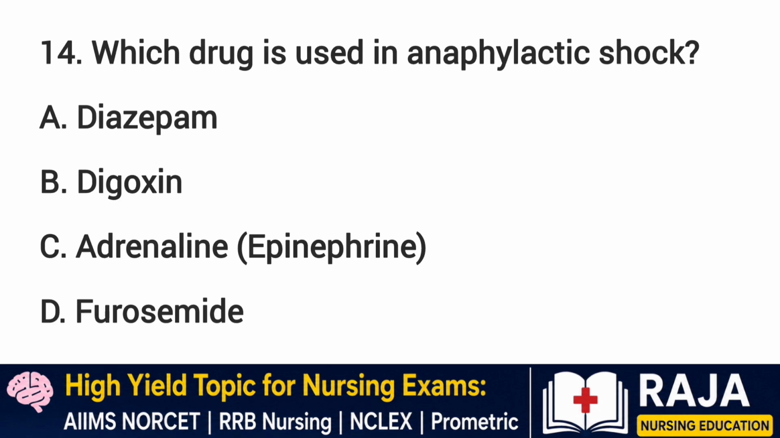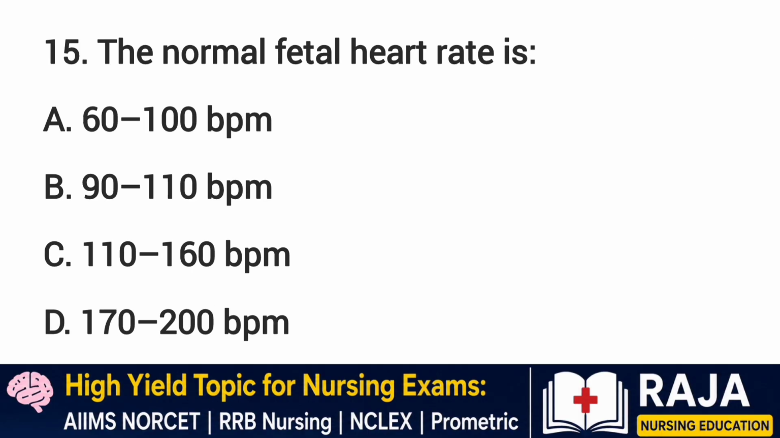Which drug is used in anaphylactic shock? Answer C, adrenaline is the injection used in anaphylactic shock. The normal fetal heart rate is? The answer is C, 110 to 160 beats per minute.